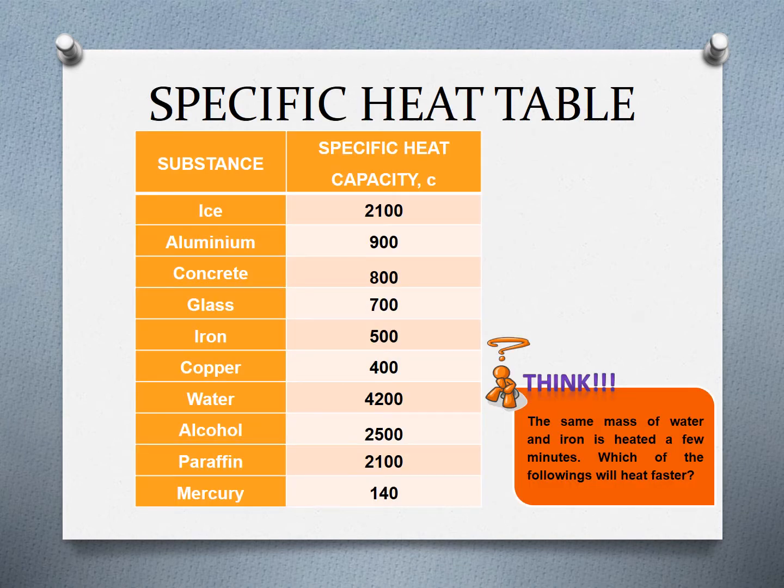Now this is an example of a specific heat table for certain substances such as ice, aluminium, concrete, glass, iron, until mercury. So different substances have different specific heat capacities of their own.